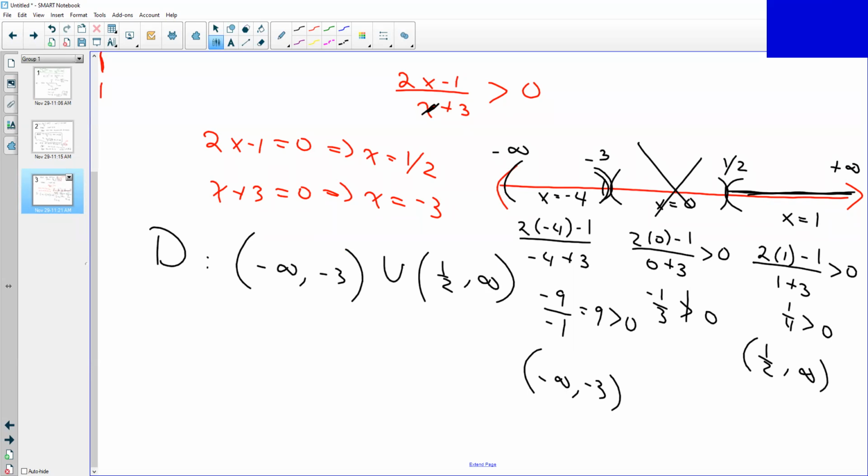Good. Okay, perfect. That's how we compute the domain of the log function.